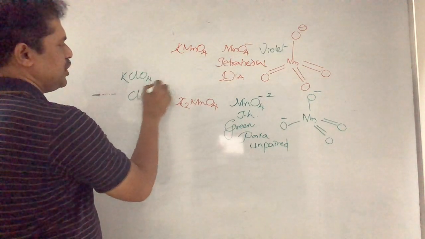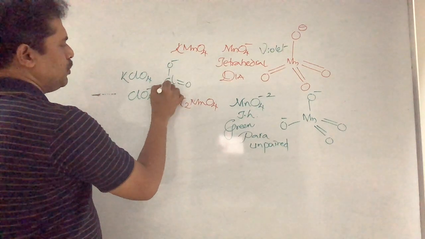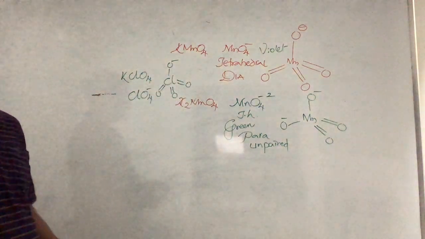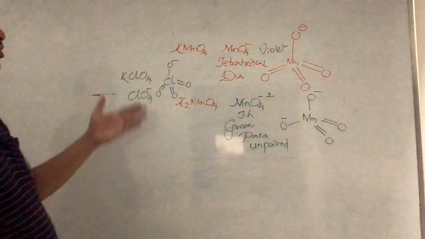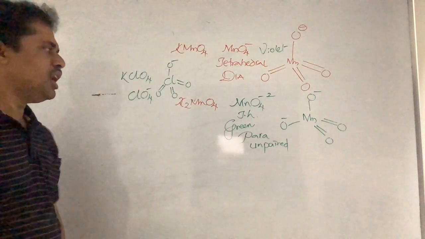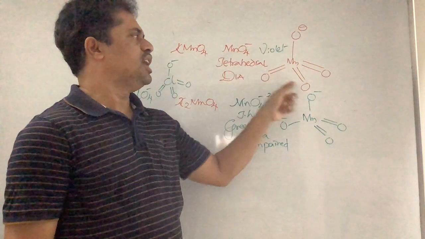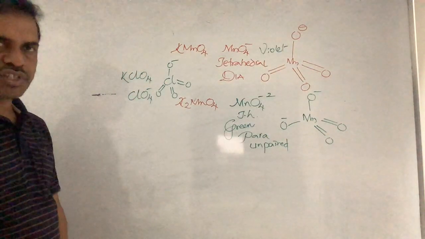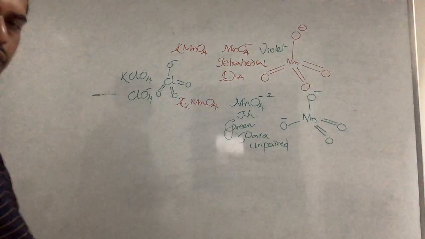ClO4 minus will be having O minus, double bond O, double bond O, double bond O. So you can say this is isostructural with KClO4. KClO4 structure and KMnO4 structure both are the same. You can see 3 double bonds, 1 single bond, 1 negative charge. Very similar, isostructural with KClO4. You can have a look.